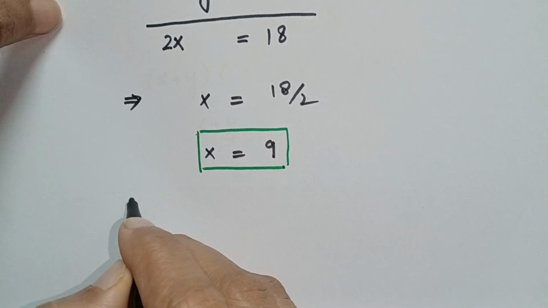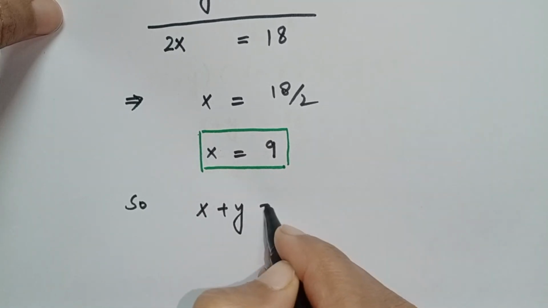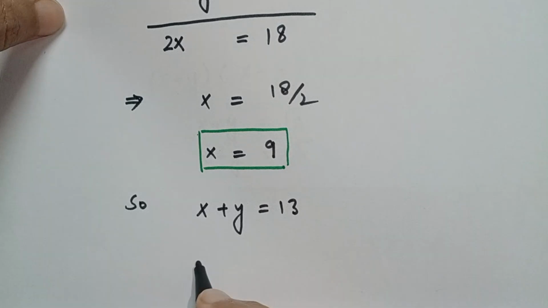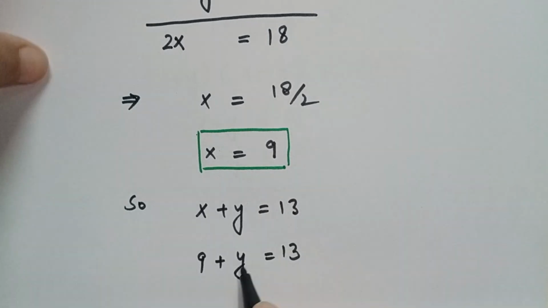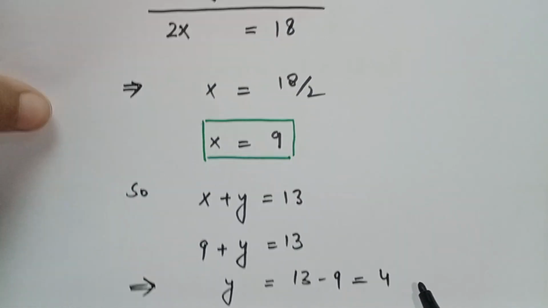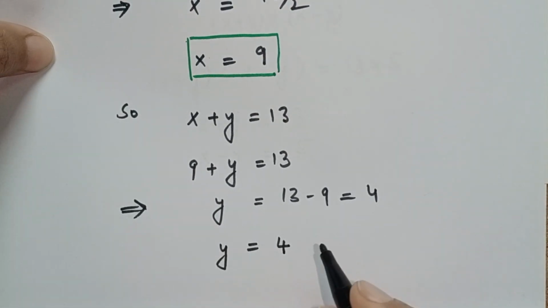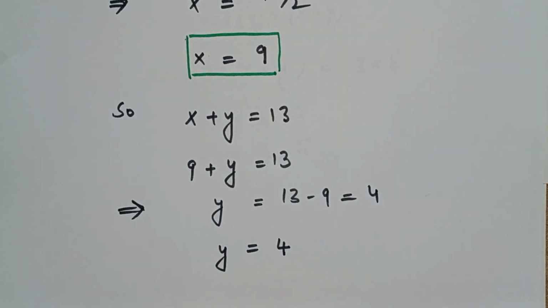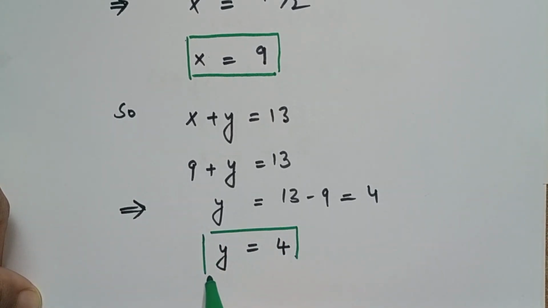So here x plus y is equal to 13. x is 9, plus y is equal to 13. And from here we will get y is equal to 13 minus 9, which is equal to 4. So the value of y is equal to 4. So x is equal to 9 and y is equal to 4.